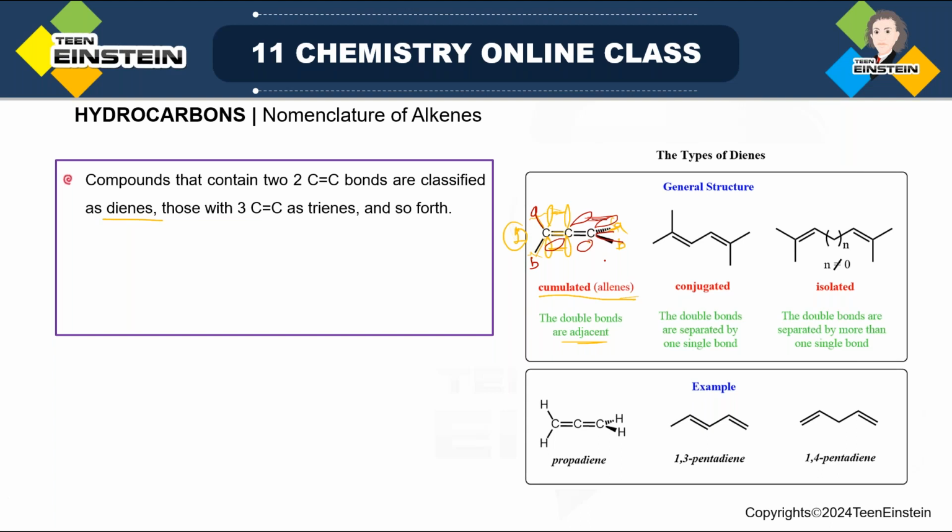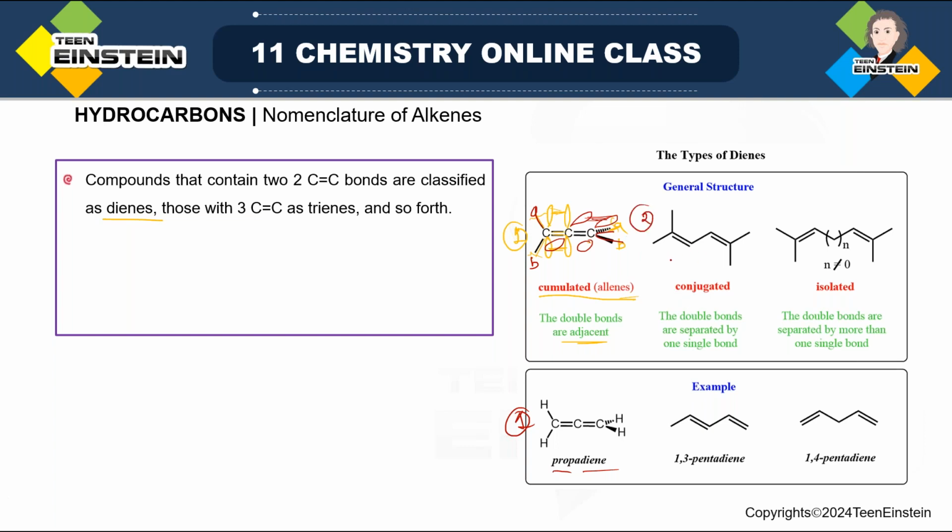That is not our topic to discuss. So this is cumulated diene. Then the second type, under this we have the simplest example, propadiene, because in the longest chain you have three carbons, that is what is prop, and it will end with prop, but we are just removing the ane and just adding di. So this is propadiene. Then the second type we have is conjugated.